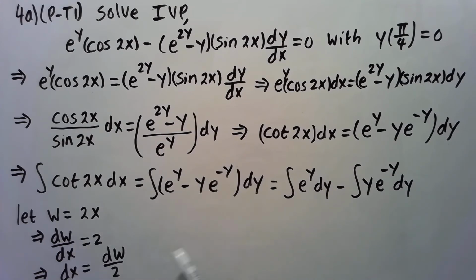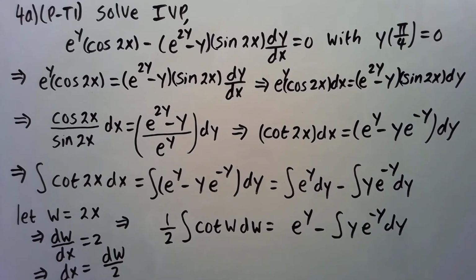So let's rewrite this guy over here. We get this. The dw over 2 in place of dx here, I pull the 1/2 out in front, so it's going to be the integral of cotangent of w dw, and the integral of e to the y is just going to be e to the y here. This guy we're still going to have to use integration by parts on. The integral of cotangent is going to be the natural log of the absolute value of sine of w.